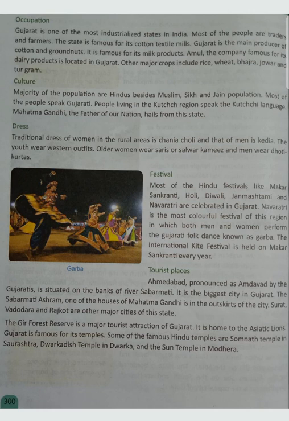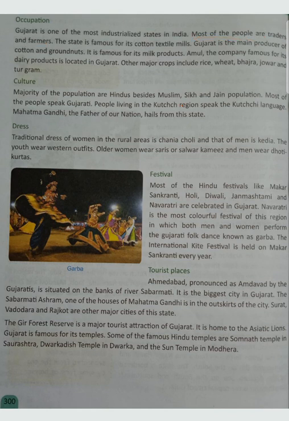Okay. Occupation. Now we'll see the occupation of the people of Gujarat. Gujarat is one of the industrialized states. That means in Gujarat there are many industries, and Gujarat is one of the industrialized states of India. Most of the people are traders. Traders means businessmen. So most of the people of Gujarat are traders and farmers.